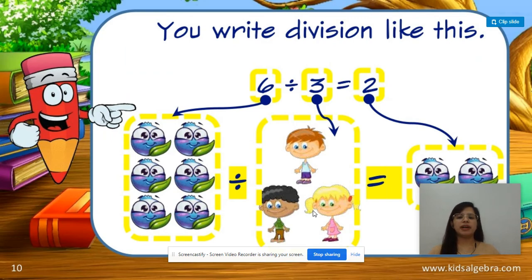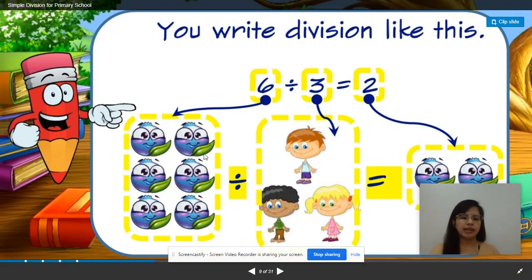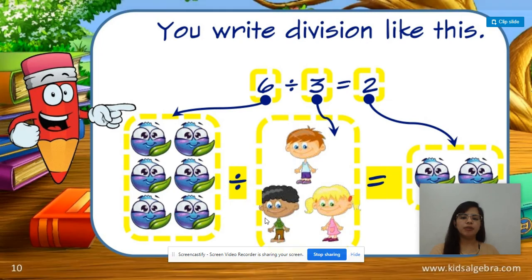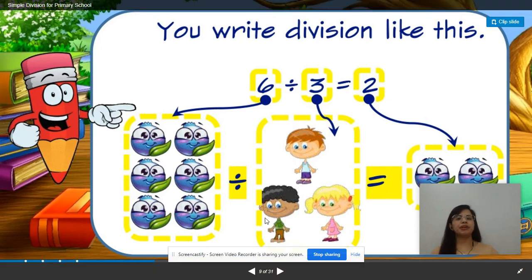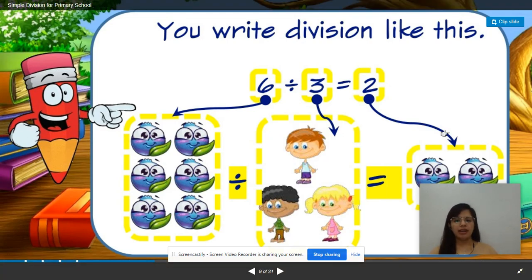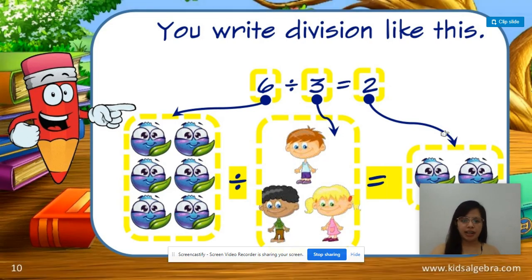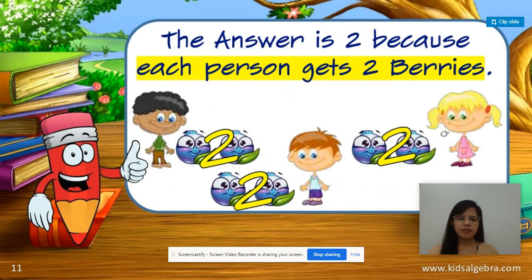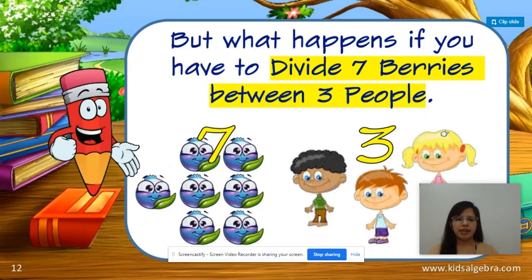Okay, so how do we write a division sentence? Again, the parts of the division sentence goes with dividend, divisor, and quotient. The dividend is the total number of objects. So for this example, you have the 6 berries here. And then the divisor is the one that shows you into how many groups are you going to divide the dividend. And of course, the answer that you get is what we call quotient. And that's the final answer. Next, the answer is 2 because each person gets 2 berries.